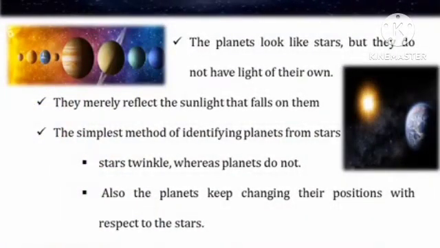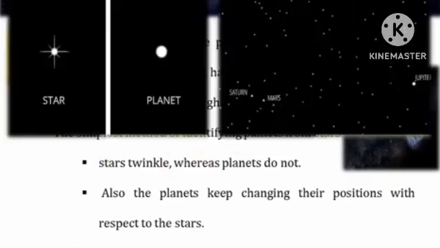Now these planets look like stars, but they do not have their own light. They are non-luminous objects. They merely reflect the sunlight that falls upon them. Now the simplest method to identify planets from stars is that stars twinkle whereas planets do not. See, you can see the difference here. So in this image as well, we can see that the planets have different colors. For example, Saturn shows a gold color. Mercury is gray in color. Jupiter is orange in color. So planets do not twinkle whereas stars twinkle.